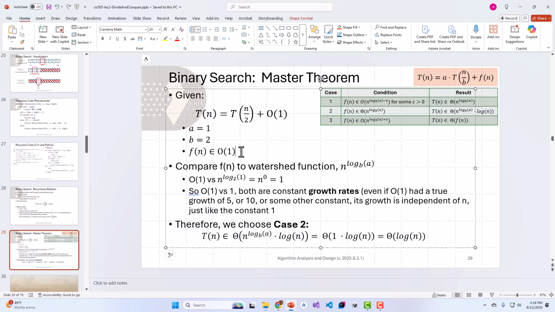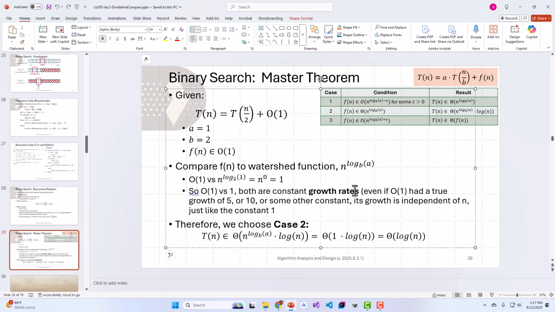What we're doing here is finding where the time complexity function lives in terms of asymptotic complexity. So what order is it? What class does it fall under? What category is it in? What set is it in? So we know that any constant versus this watershed function, the watershed is going to be log base 2 of 1 because of the a and the b values. That's n to the power 0, because log base 2 of 1 is 0, and that just gives us 1. So we have big O of 1 versus 1.